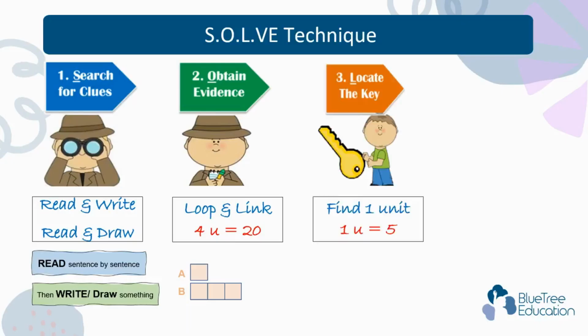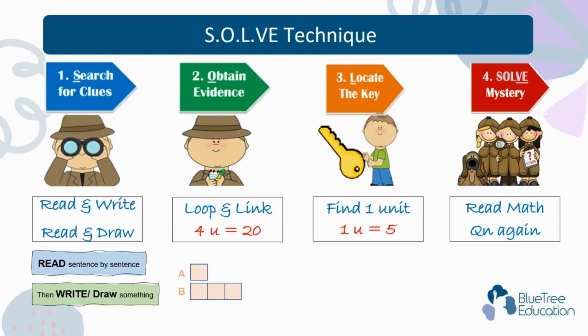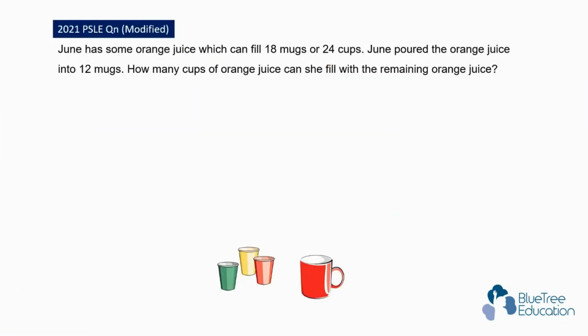I'm going to use this four-step approach to solve the question. SOLVE: Search for clues, obtain evidence by linking and looping them up, locate the key to find one unit, and finally solve the mystery by reading the math question again.